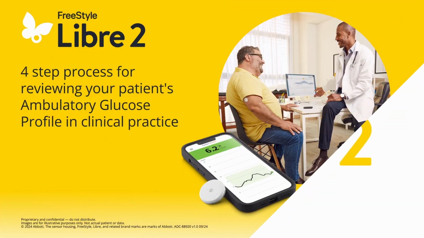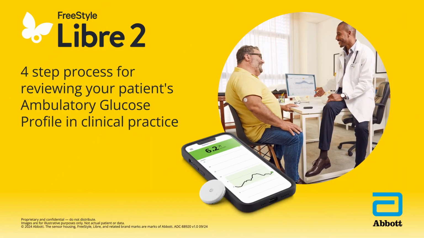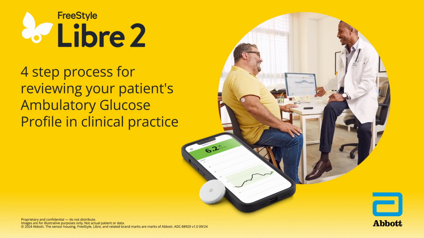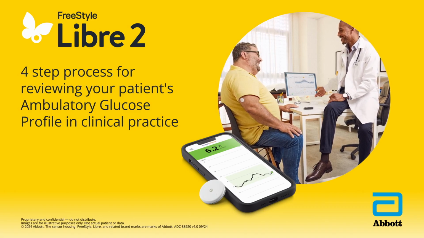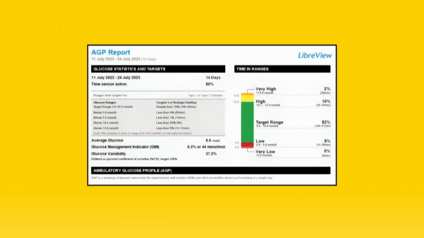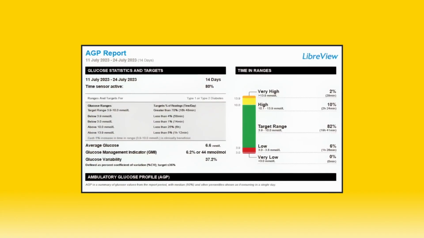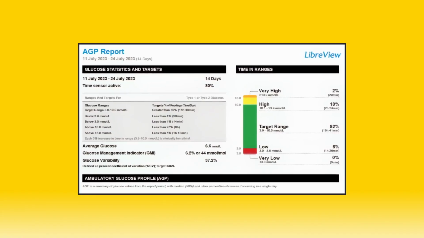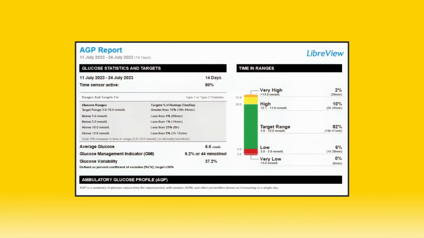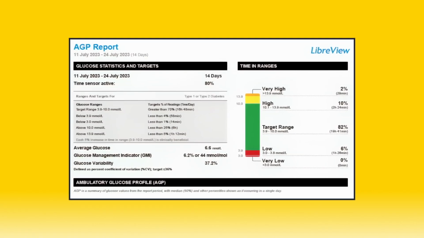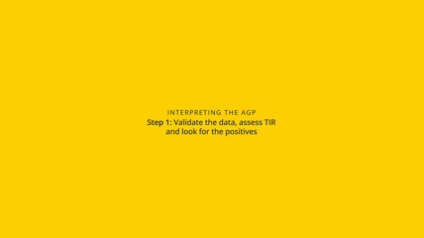Hello, and welcome to this short session on 4 simple steps for reviewing a patient's sensor-based glucose monitoring data using the AGP report in LibreView. The AGP report is a single-page summary of key glucose metrics, trends, and patterns, so you can quickly see what is going well and helping you to identify those times when your patient's glucose levels require more attention.